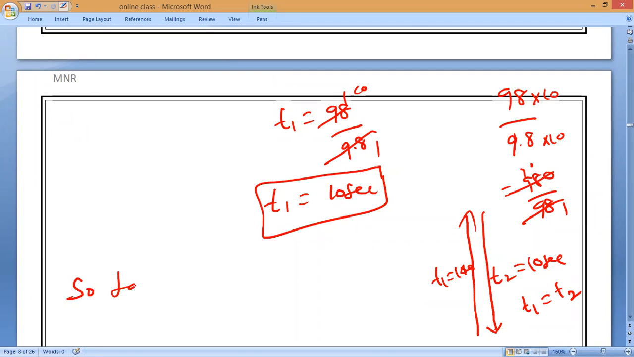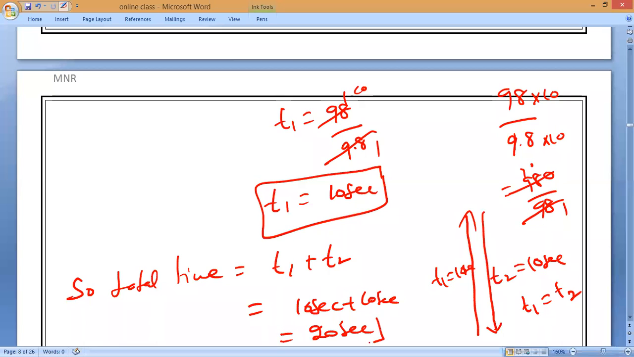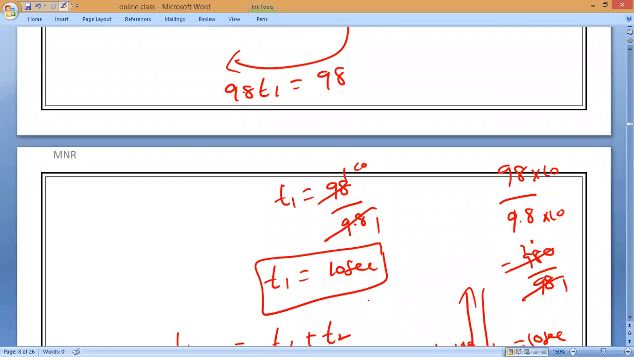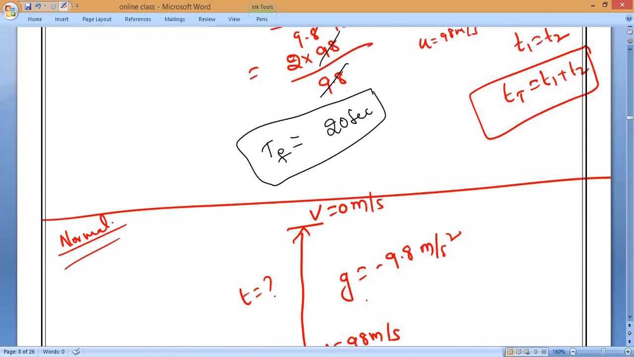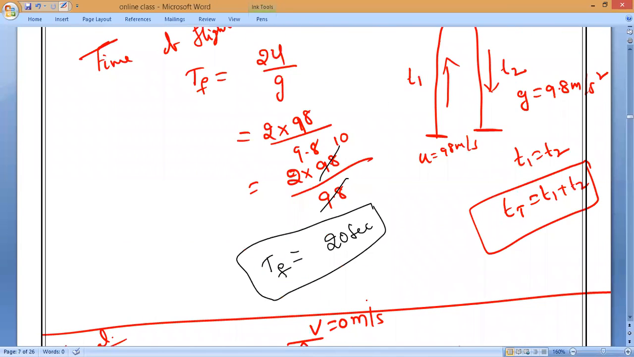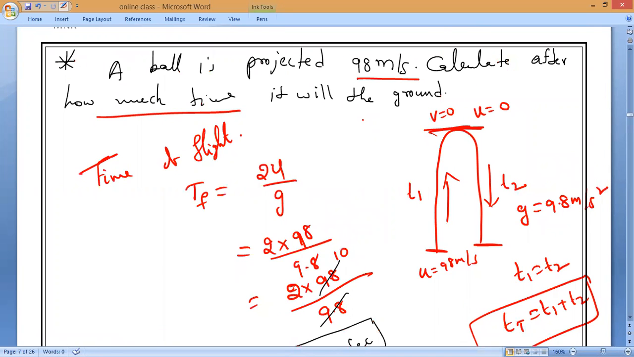So the total time is equal to T1 plus T2, which is 10 seconds plus 10 seconds, which is 20 seconds. Clear, everyone? So which is easy? The time of flight, TF, is easy. So we have to use our mind and be very sharp always.